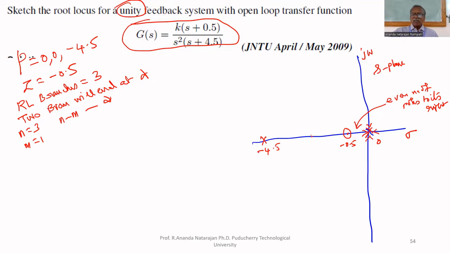But if we select any point between minus 0.5 and minus 4.5, it is part of the root locus, because to its right there are 2 poles and 1 zero, making 3. That's why this part is part of the root locus. If after minus 4.5 we select any point, we count 1, 2, plus 1 is 4, an even number. That's why it is not part of the root locus. It starts at minus 4.5 and ends at minus 0.5.